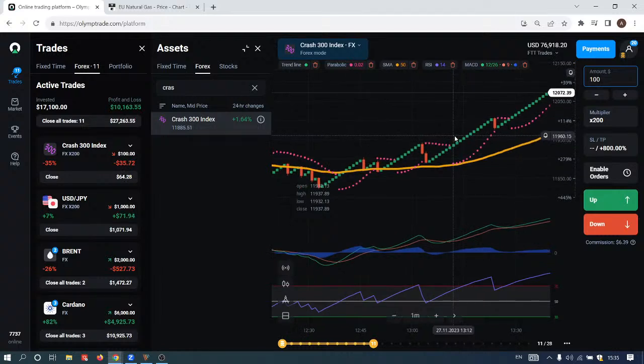So guys, one quick piece of advice here. If you want to learn how to trade Crash 300, just spend some time looking at this index. Learn it, explore it, discover what it's all about. There are certain patterns that keep appearing on this chart over and over and over again. Just do it.